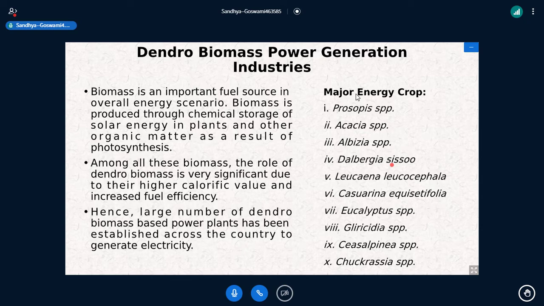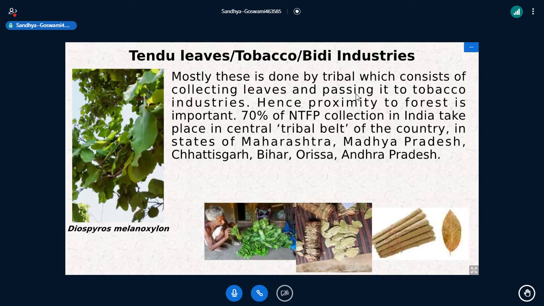Okay, then Leucaena, another very important one, Casuarina equisetifolia. Then we have Eucalyptus, Gliricidia, Caesalpinia, Chukrasia. So among all these, Prosopis, Acacia, Albizia, Casuarina, Leucaena, these are major energy crops. ये certain names हैं जो कभी भी गलत नहीं हो सकते. आप इन्हें learn कर सकते हो as fuel wood species. Okay, so dendrobiomass power generation industries के साथ में, we have taken a few examples of wood-based forest industries.